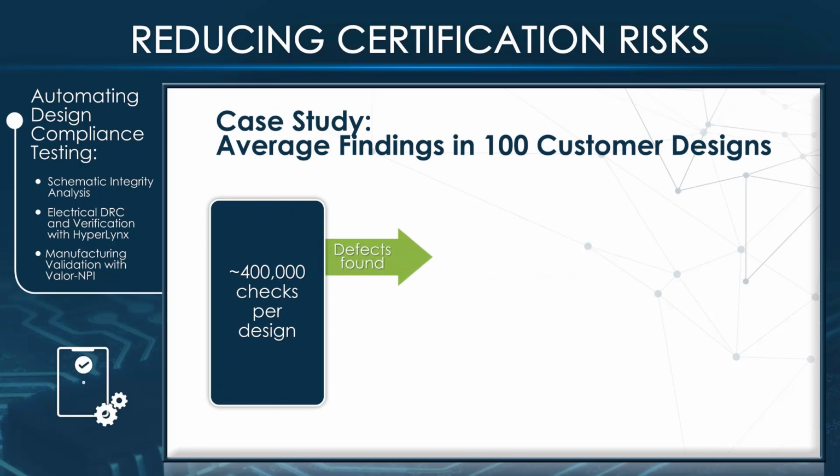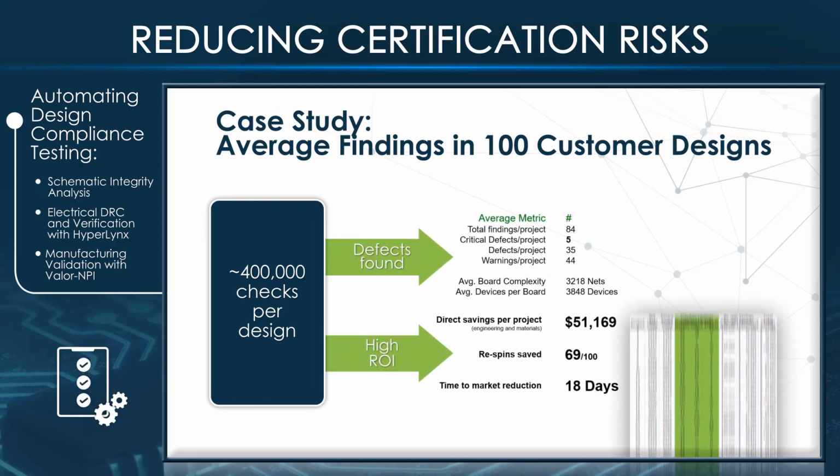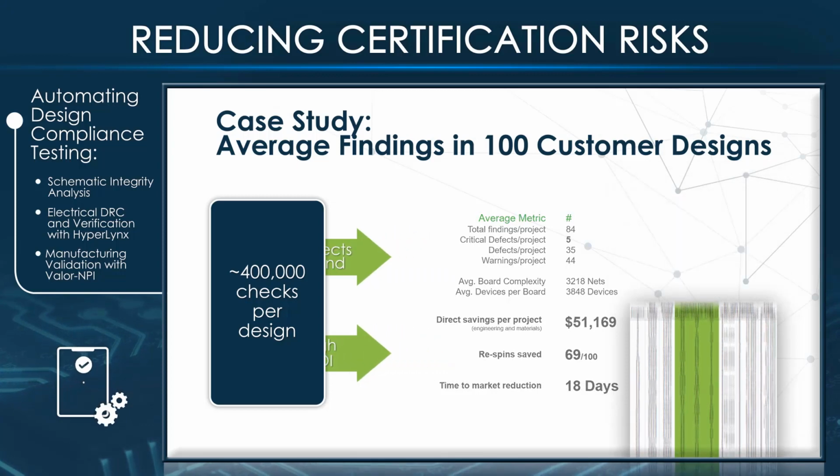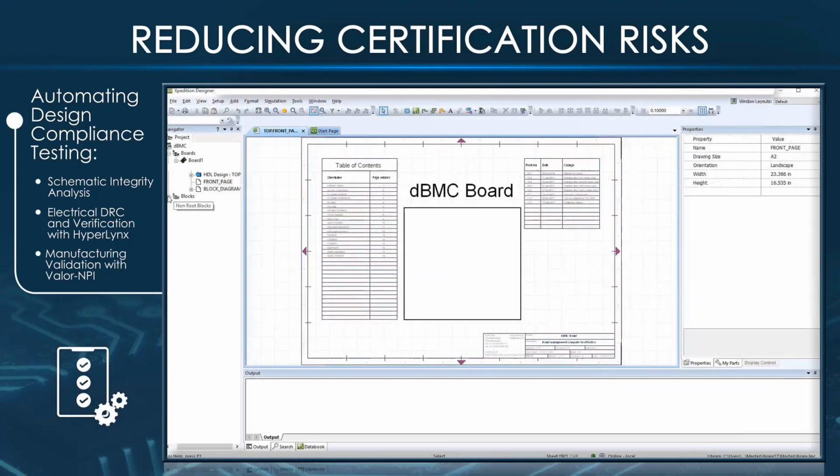And we found that with the case study of 100 customer designs, Validate actually saved 69 respins of these designs and had a direct savings per project of around $51,000. So the tool essentially will pay for itself by saving you from one prototype respin.